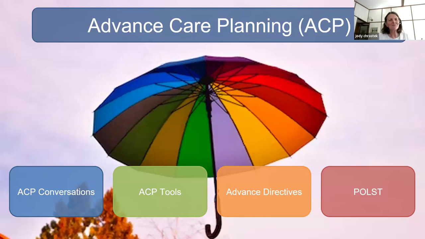Advanced care planning is a process. It's not one event, and it's planning for future care based on a person's values, beliefs, preferences, and specific medical issues. The process can happen between a family and the healthcare team and may include a child or young adult, depending on their developmental ability.